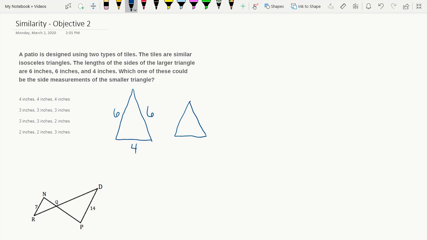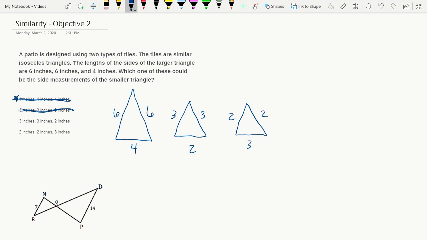First thing I'm going to do, I'm going to look at these one by one. So let's look at that one, 4, 4, 4. Well, I already know in the big one, they're not all the same size, so this is not going to be the case. 3, 3, 3. They're not all the same size, guys. So we're going to mark those two off. Okay, so I know it's going to be either the 3, 3, 2 or the 2, 2, 3.